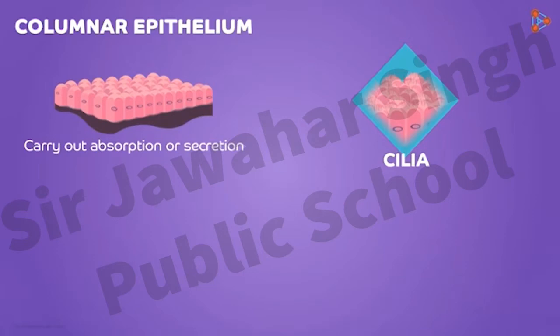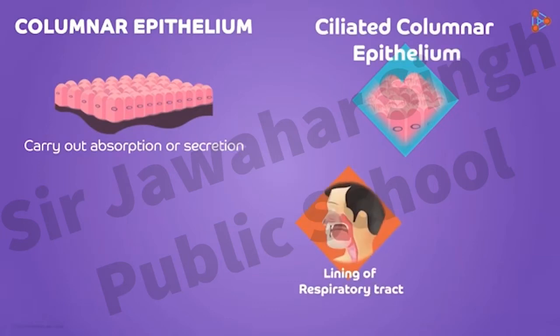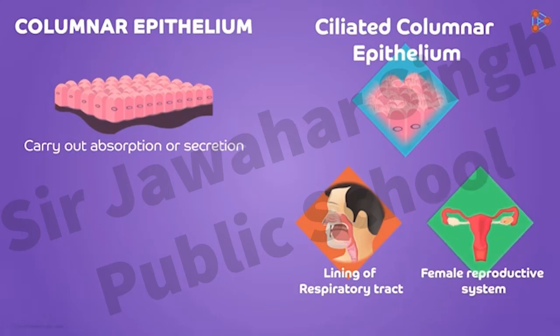these substances. Thus, this type, that is the ciliated columnar epithelium, is found to cover the lining of the respiratory tract. Here, it helps to throw out the foreign particles trapped in mucus which enter the respiratory tract. Another location is in the fallopian tubes of the female reproductive system, where the cilia help to propel the ovum in the forward direction.